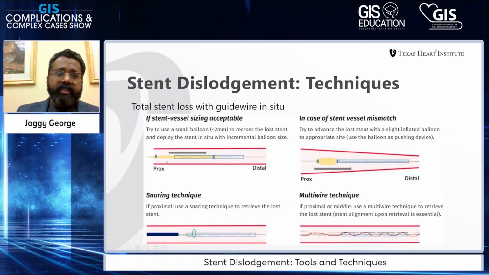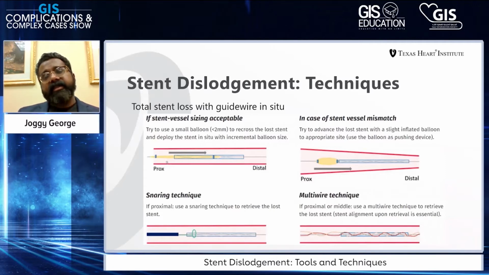So if we have a situation where there is total stent loss, but the guide wire is still in place, and if the stent vessel sizing is acceptable, we can try to use this stent to deploy in the area that is displaced and try to salvage the situation. So again, we would use a smaller balloon to try to recross it, and then try to salvage the situation by deploying the stent there.